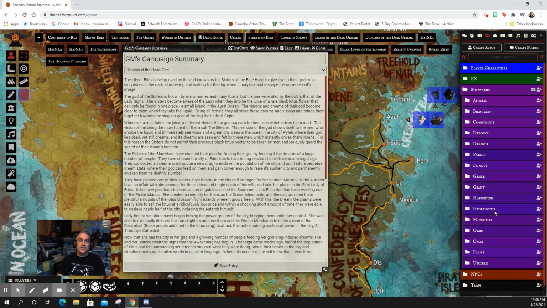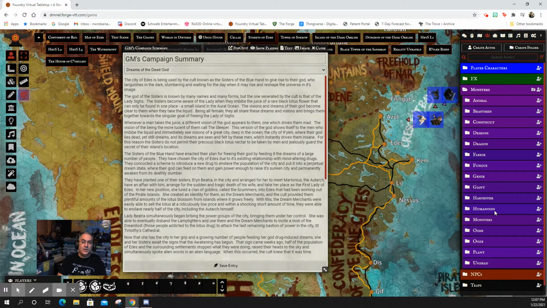So they planted one of their sisters into the city, and she quickly introduced herself to the autarch, Martonius, the autarch of Eads, and became his mistress. She seduced him rather quickly because that wasn't difficult to do. And she had an affair with him for several weeks. And while she was doing it, he arranged to have his wife meet a tragic and unforeseen death.